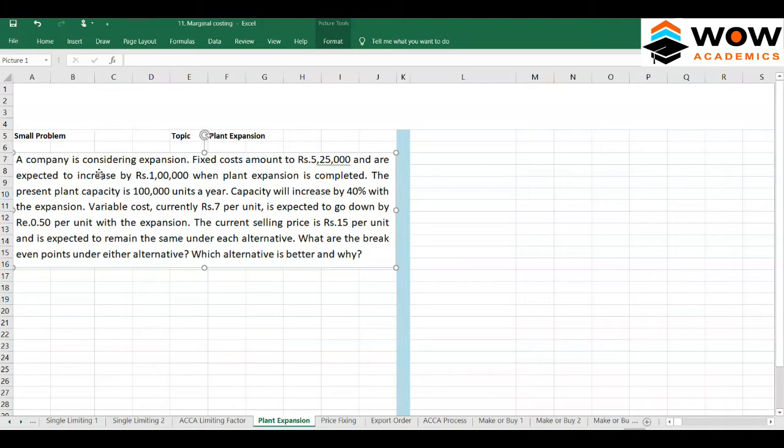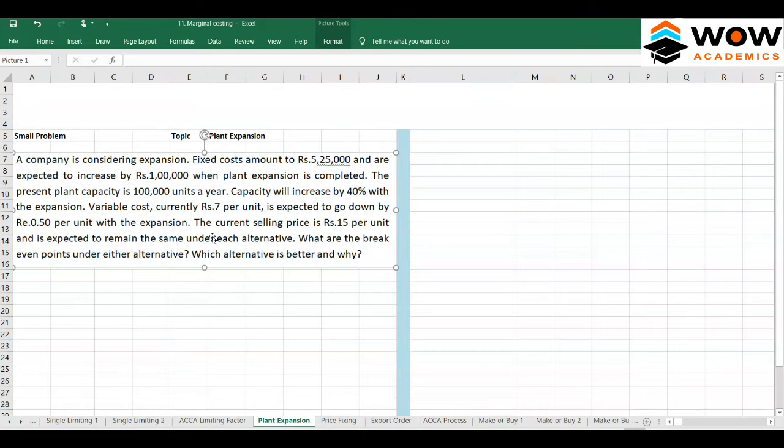A company is considering expansion. Fixed costs amount to 5,25,000 and are expected to increase by 1 lakh when plant expansion is completed. So fixed cost is going to increase. The present plant capacity is 1 lakh units per year. Current capacity will increase by 40% with the expansion. Variable cost currently is 7 per unit, and is expected to go down by 0.5 per unit with the expansion. So variable cost is going to go down, and the current selling price is 15 per unit and is expected to remain the same under each alternative. So it's going to be the same.